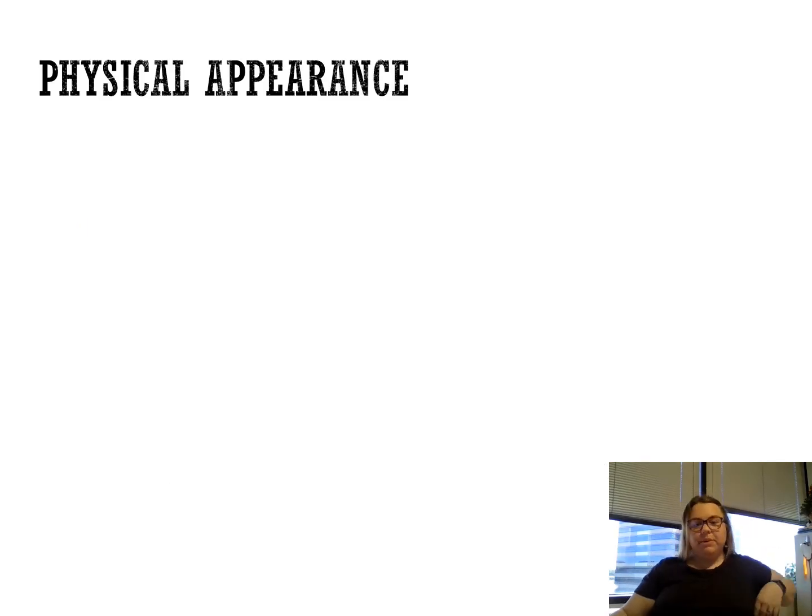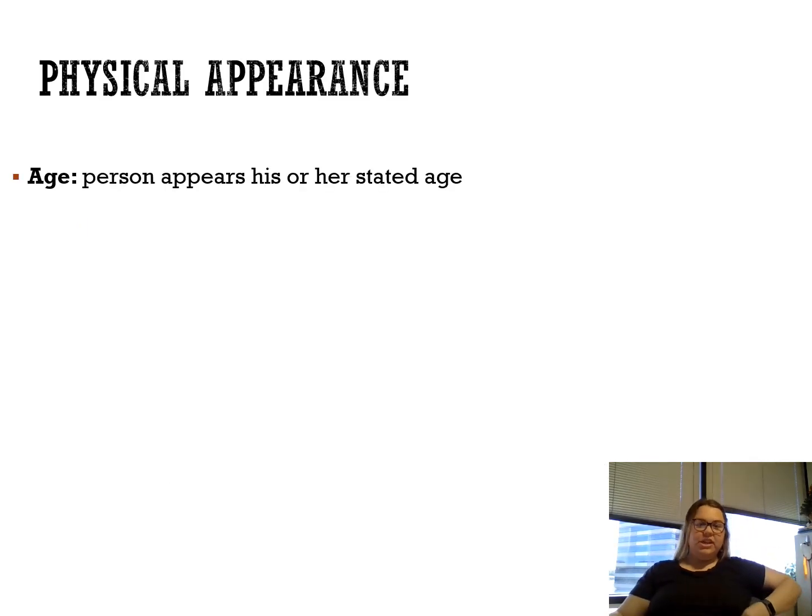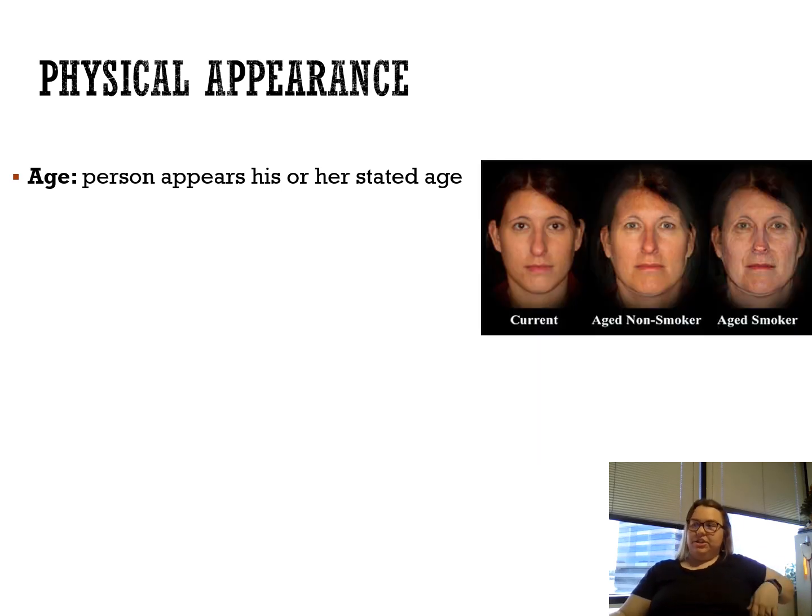So let's look at the physical appearance. So age. Does the person appear his or her stated age? Looking at this picture, on the left is the current picture of the woman. Then they modified it. So aged non-smoker. Maybe 50. The first picture maybe in her 30s. Then the second picture maybe in her 50s. But then it shows, okay, she's a smoker. And it shows you the difference if they're starting to smoke.